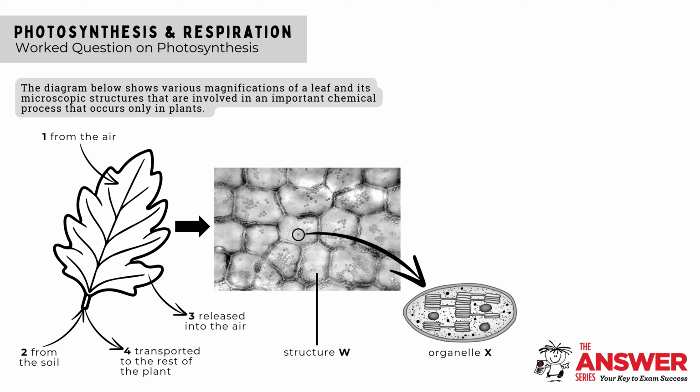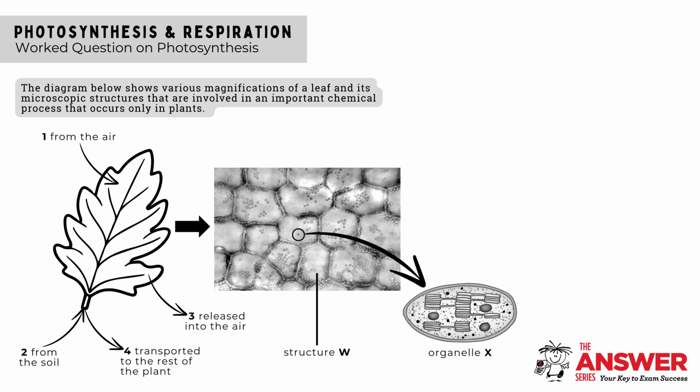So in our introduction, we already have a number of hints and things that are important for us to unpack this question. Firstly, it tells us that we're looking at a leaf and various microscopic structures, things that are not seen with the naked eye, zooming into it. Also, it tells us that these structures are involved in a chemical process that occurs only in plants. And the only chemical process you've learnt of thus far that only occurs in plants is photosynthesis.